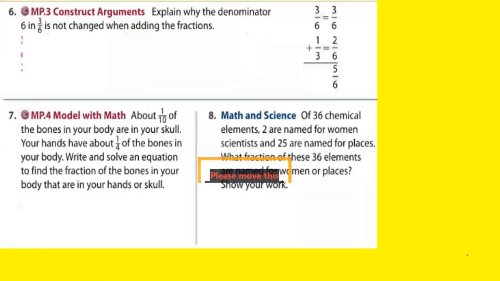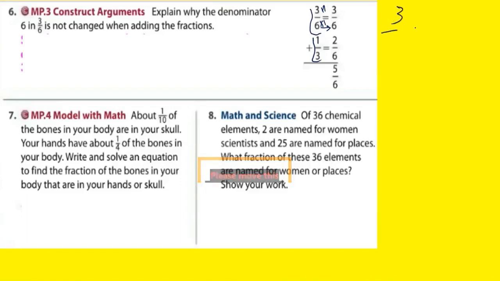Okay, now math problem solving. Explain why the denominator 6 in 3 over 6 is not changed when adding a fraction. Okay, we add 3 over 6 plus 1 over 3. 6 here is the common denominator. What makes 6 to be 6? It will be multiplied by 1 up and down, so it will not change. When we multiply it by 1 up and down, there is no change for the denominator.